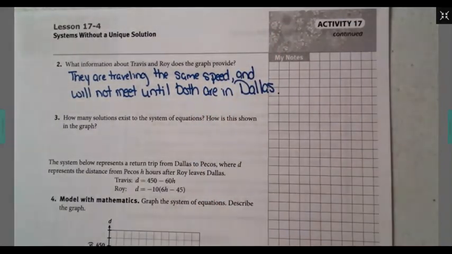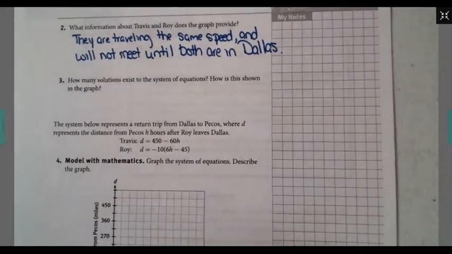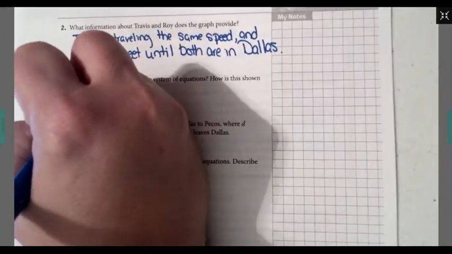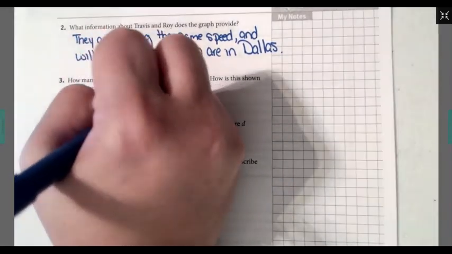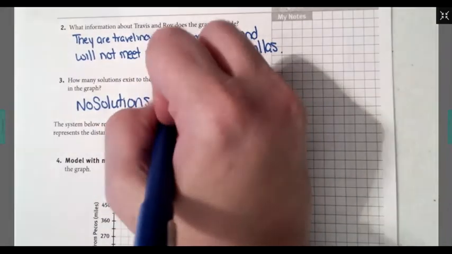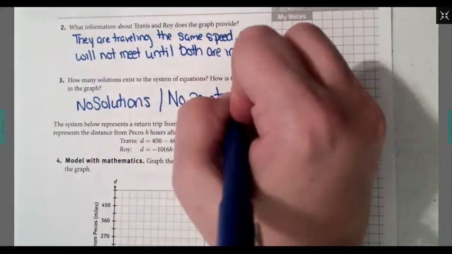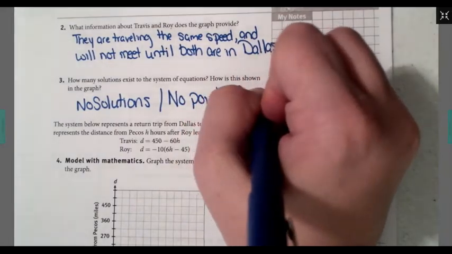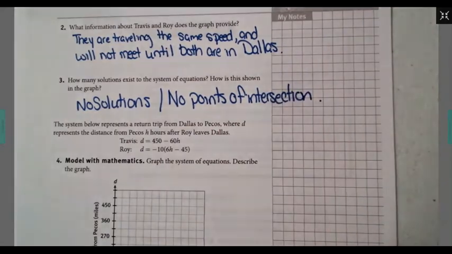How many solutions exist to the system of equations, and how is this shown in the graph? There are no solutions. And how is this shown? No points of intersection. All right, on to the next set of questions.